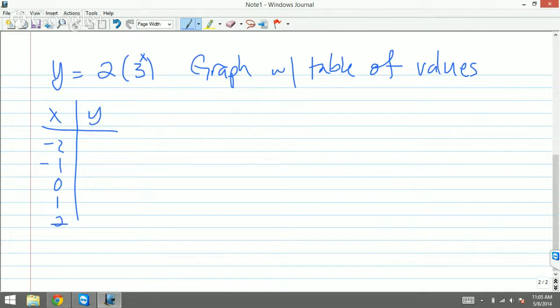Now plug in. This requires that you remember your properties of powers. You can plug 2 in. What's 3 squared? 9 times 2 is 18. What's the number for 1? 6. And for 0? 3 to the 0 is 1, since anything to the power of 0 is 1. That's a property of powers. So the answer is actually 2.